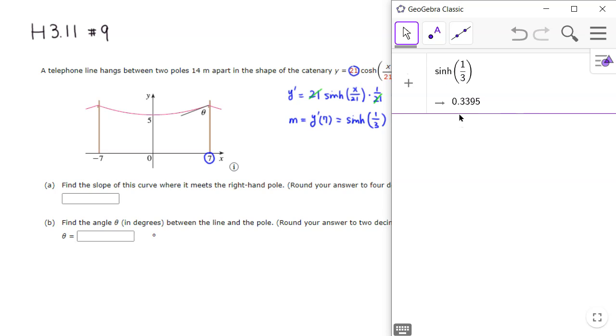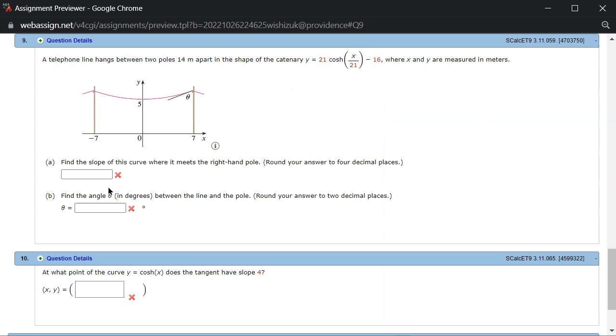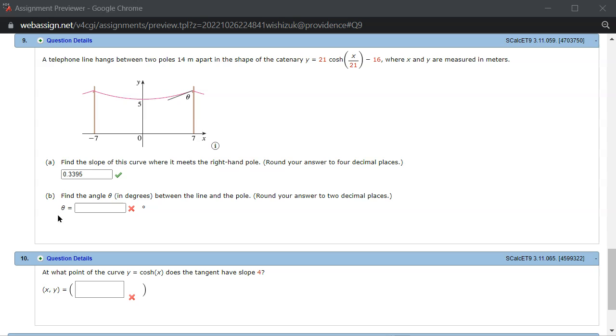It came out to be 0.3395, so let's type it in. We have 0.3395. All right, let's check the answer. I came back and it looks like we got part A correctly.